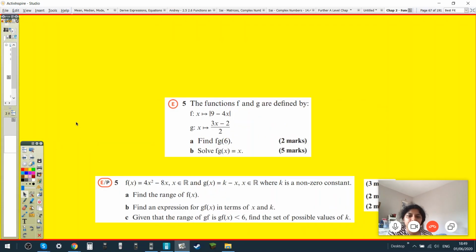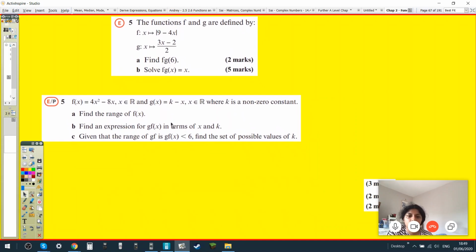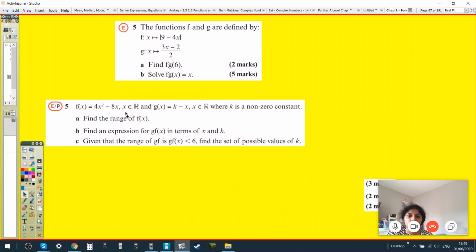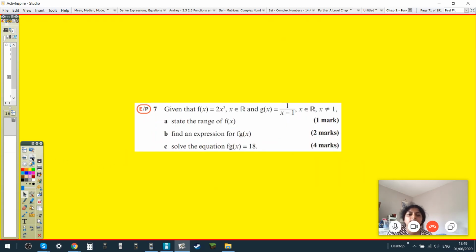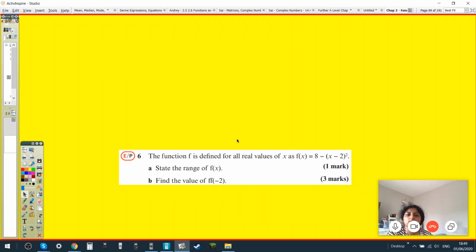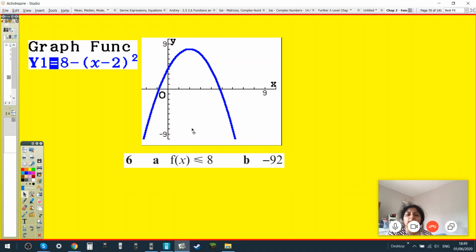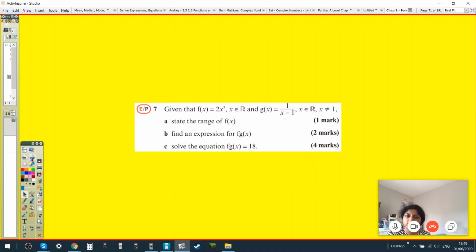There's a bit of a modulus in 5, but we just did one and you did fine. Oh yeah, that doesn't have modulus. No modulus. Yeah, you can see there. State the range. I just graph it. I was like, here's the range. I don't know how you would do it if you didn't graph it.